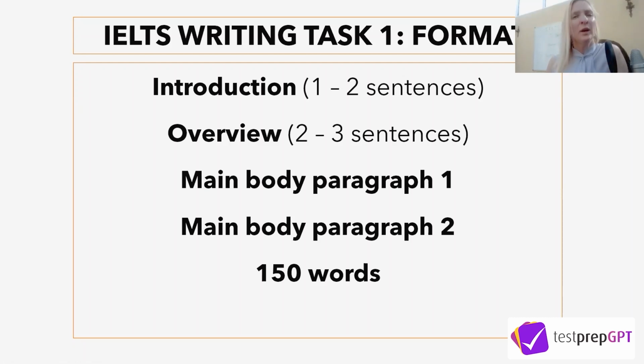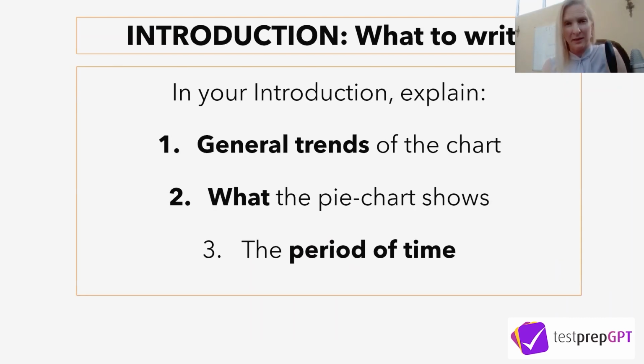Let's talk about the structure of the pie chart text. So you need to write an introduction, 1 to 2 sentences, an overview, 2 to 3 sentences, main body paragraph 1, main body paragraph 2. And of course, as with the other writing task 1, it is a minimum of 150 words, no less than that.